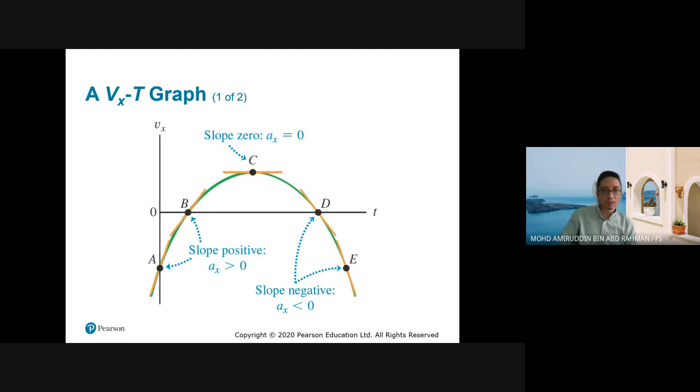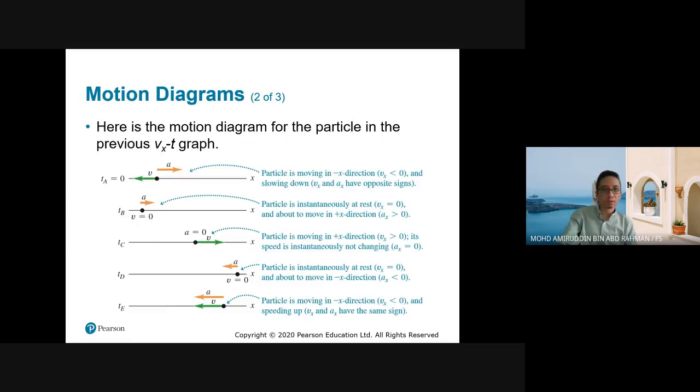And then after that, the velocity decreases from point D and then decreases more at point E. So at point E, the negative acceleration will be bigger than D. So at point D and point E, you will have negative acceleration. At points A and B, you have positive acceleration. And at point C, you have zero instantaneous acceleration. Okay, as previously, we also have the motion diagram.